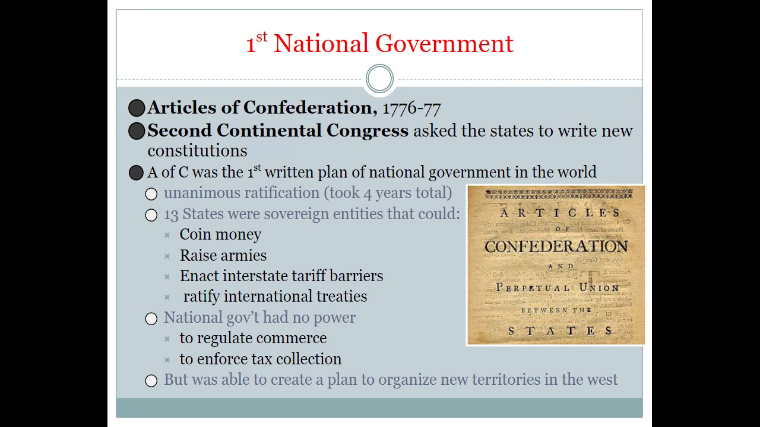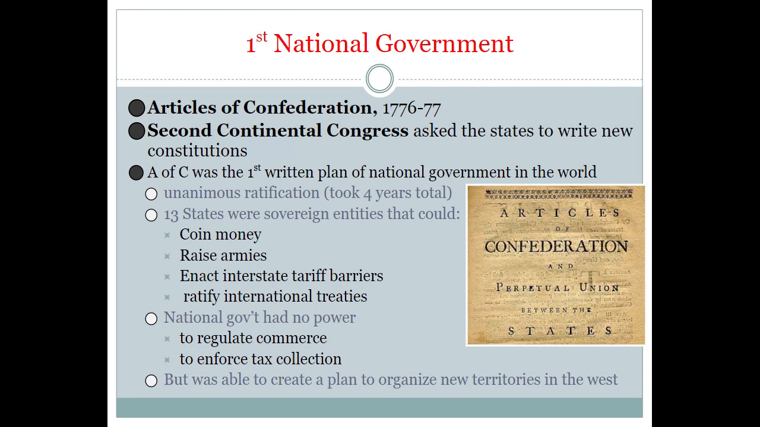Next, our first national government was a written plan known as the Articles of Confederation. This plan was created for the purposes of creating a nation in the midst of a revolution. It wasn't necessarily created with the mindset that it was going to have to help unite 13 states once the war was over. And certainly by 1783, when the war is over, we do begin to realize some of the flaws in this original plan.